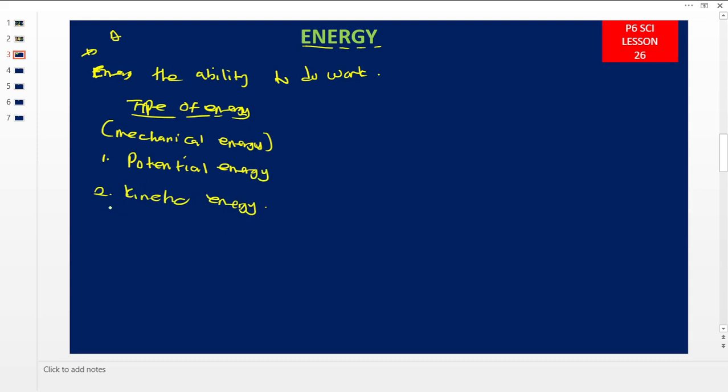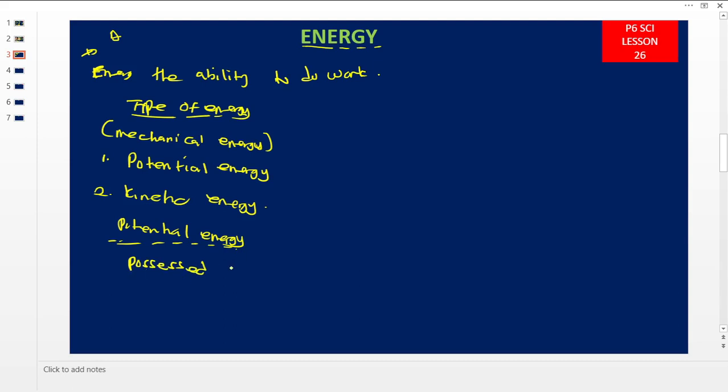Now let us understand what potential energy is. What is this potential energy? Now, potential energy means that this is the energy we are having at rest. So this is the type of energy possessed by objects at rest. So "possessed" has four S's in the word.